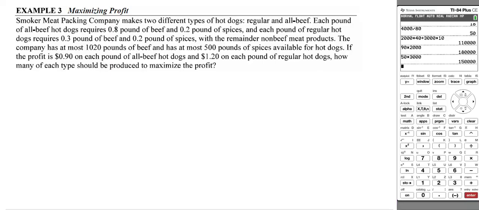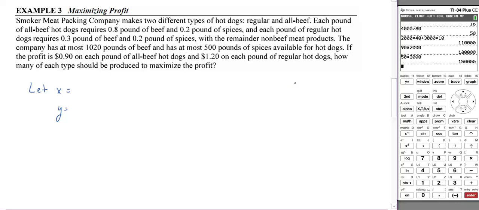So the first thing that we are going to want to do is to identify what our variables represent. What are we going to let x and y equal? Well, what is it that we're dealing with? We are dealing with the number of hot dogs, either all beef or regular hot dogs, and we want to know how many of each we should make. We'll end up with an objective function that represents our profit, and that's what we'll optimize.